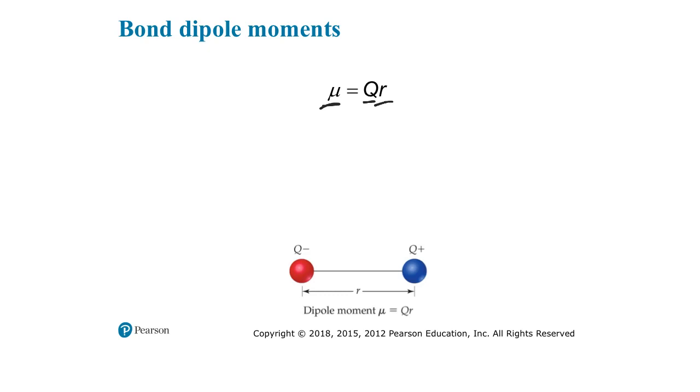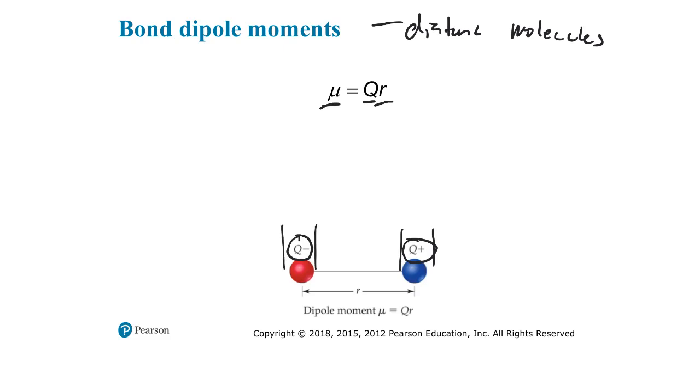And so a dipole moment for a diatomic molecule, so just 2 atoms exactly in our molecule, we can calculate our dipole moment by calculating the charge on one atom compared to the charge on the other atom. And so Q is just the magnitude of this charge that's separated.